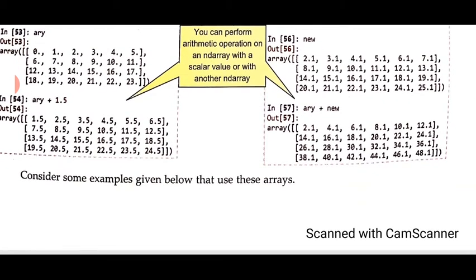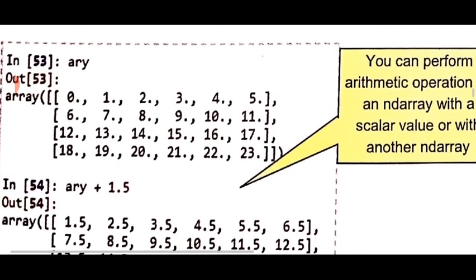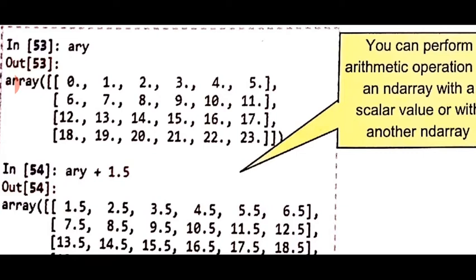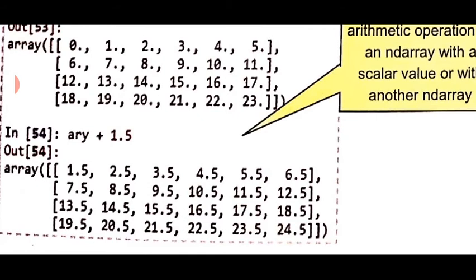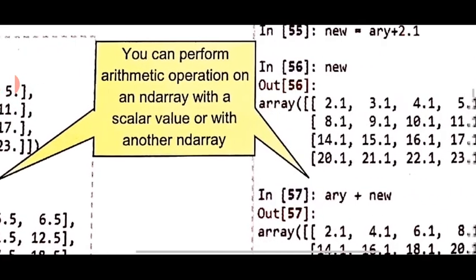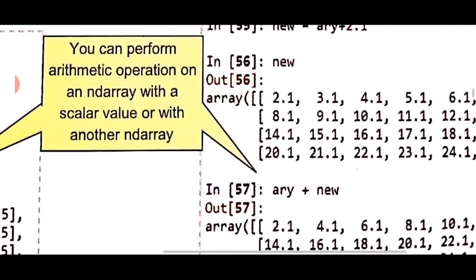ARY plus 1.5. Here you can see, using an operator we are doing an arithmetic operation, which means every array value is going to be increased by 1.5. This is our main table, the main ND array, a 2D array, and here you can see the increased values. We are saving that increased value in another object or variable, as you can see.